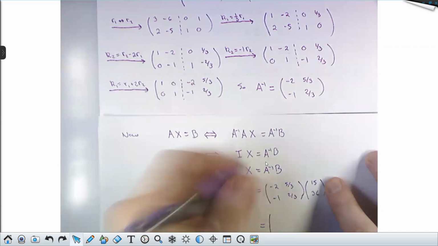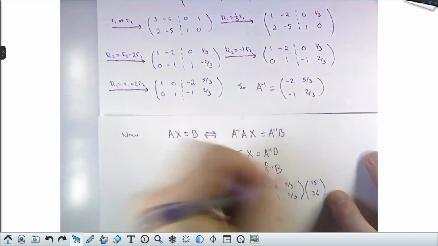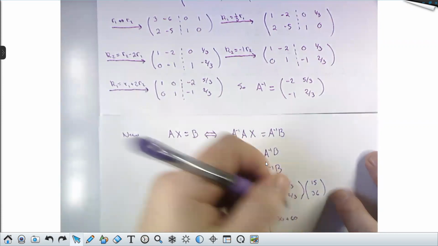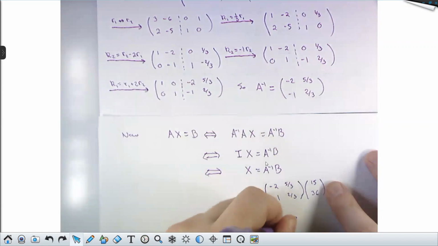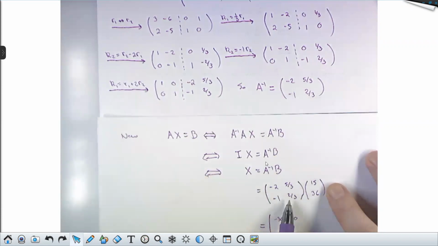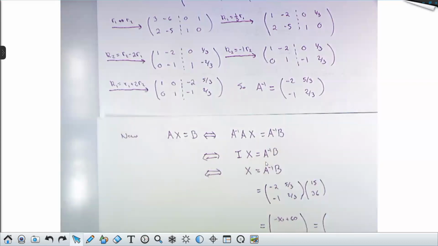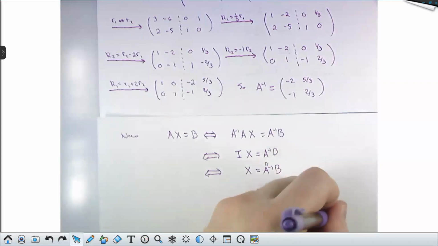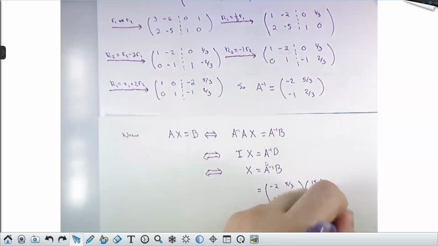-2 times 15 is -30 plus 5/3 times 36. 36 divided by 3 is 12. 12 times 5 is 60. So -30 plus 60. And then the entry down here is -1 times 15 plus 2/3 times 36. So that's -15 plus 2/3 times 36. Again, 36 divided by 3 is 12 times 2 is 24. So this is the column of solutions. -30 plus 60 is +30. -15 plus 24 is +9.